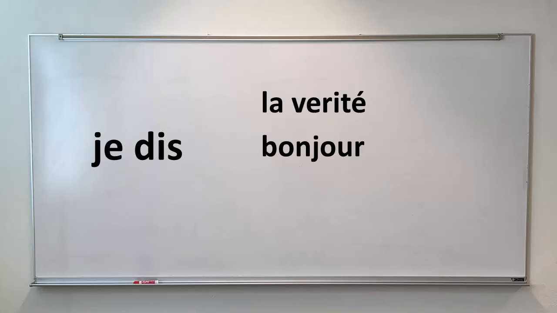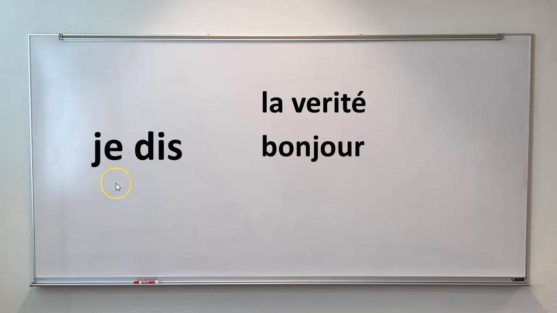Let's take a look at a few basic examples. Remember that dire means to say or to tell. So when we translate, we use the appropriate verb, whatever works best for the translation. So dire la vérité is to tell the truth. So je dis la vérité, I tell the truth. Dire bonjour is to say hello. So je dis bonjour, I say hello.